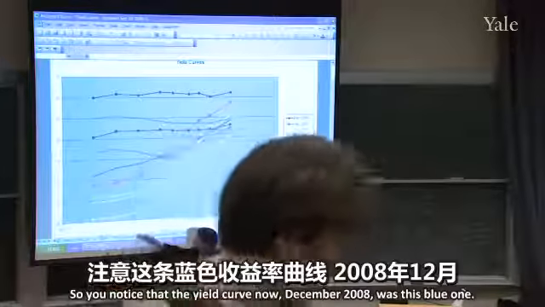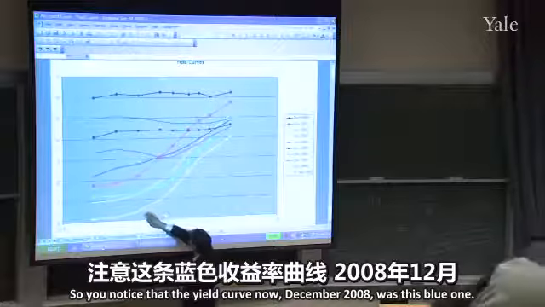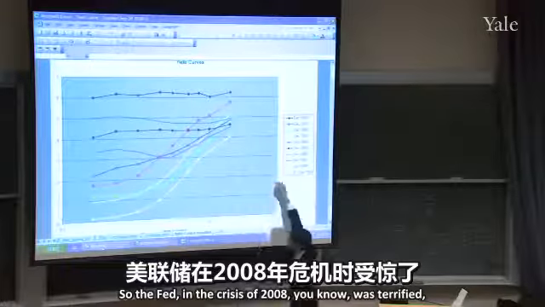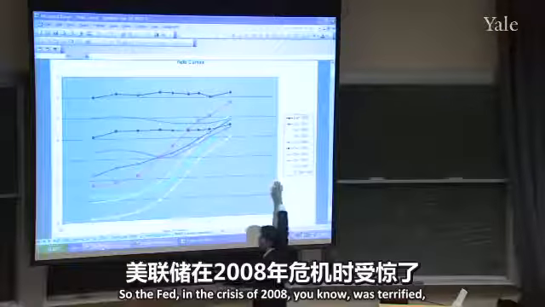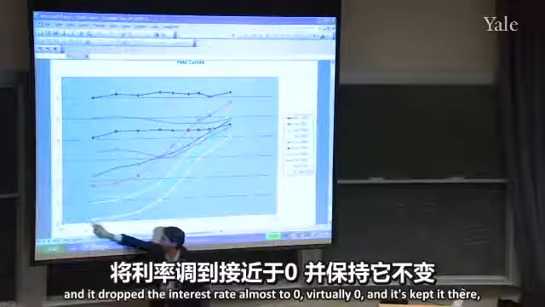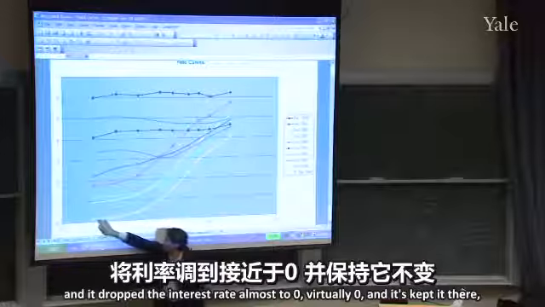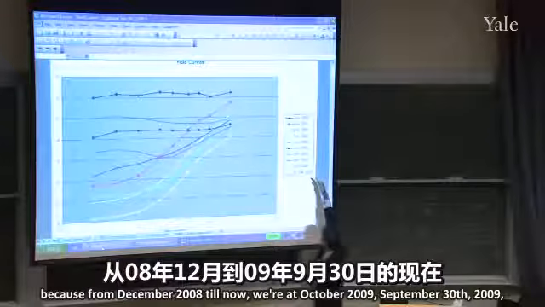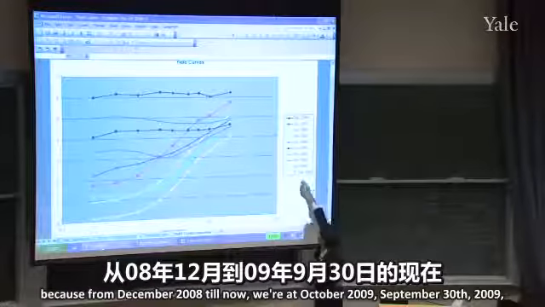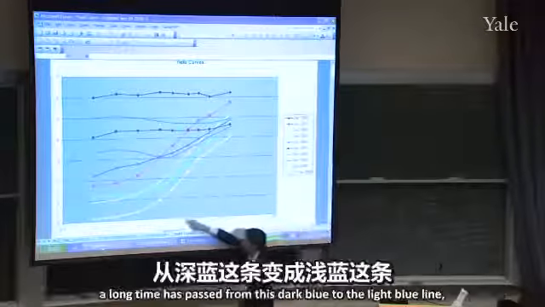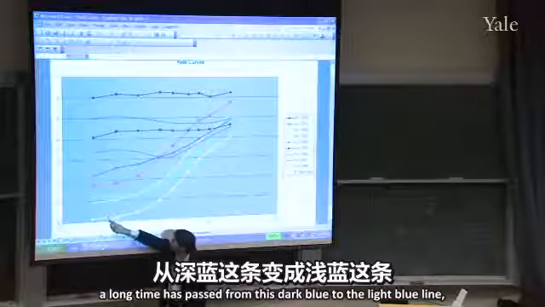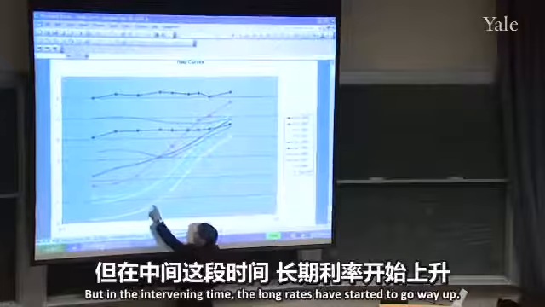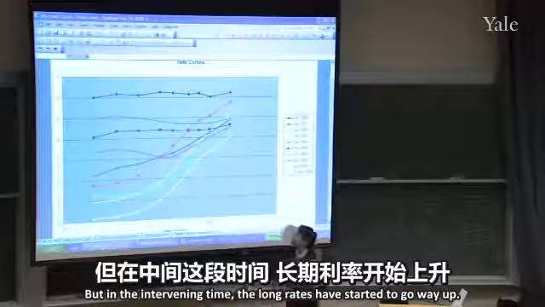So you notice that the yield curve now, December 2008, was this blue one. The Fed, in the crisis of 2008, was terrified, and it dropped the interest rate almost to zero, virtually zero, and it's kept it there. From December 2008 till now, we're at the end of September 30th, 2009, a long time has passed from this dark blue to the light blue line, and the rate has been kept fixed there. But in the intervening time, the long rates have started to go way up.